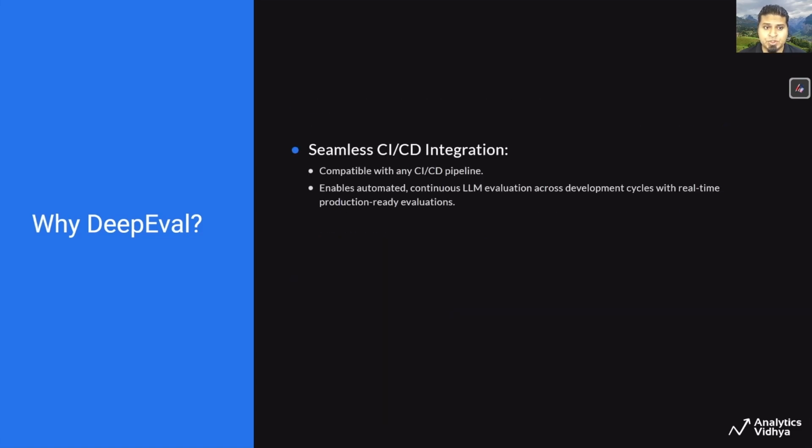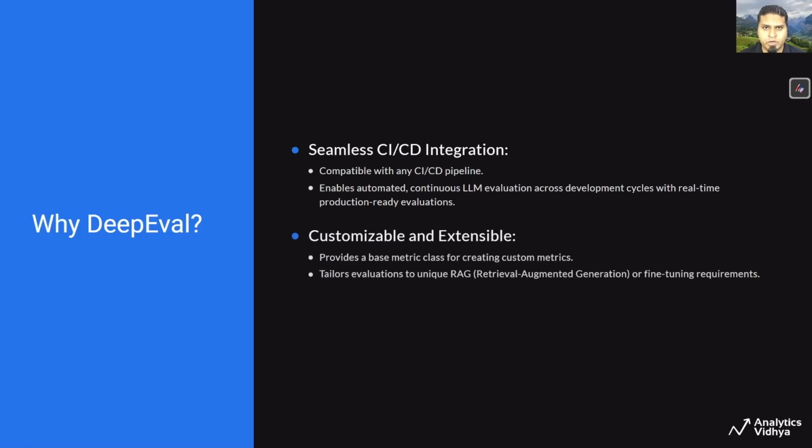Also, it can be used to set up CI/CD testing for your LLM and RAG system evaluations, where it is compatible with any existing CI/CD pipelines and enables automated and continuous LLM evaluation across development cycles, especially when you have real-time production-ready evaluations as a requirement. Overall, DeepEval is pretty customizable and extensible, provides you a base metric class where you can create your own custom metrics, and also tailors evaluations to unique RAG-based system or fine-tuning system requirements. So overall, it is quite flexible and easy to use, and this is the framework we'll be using in the future videos for the hands-on.